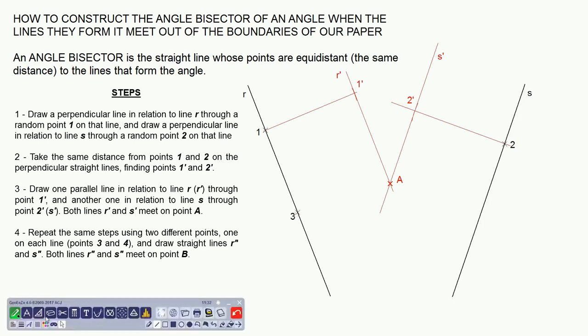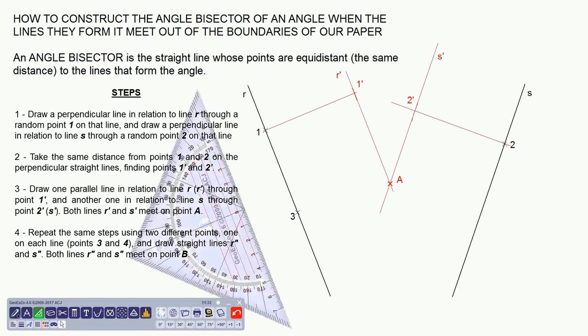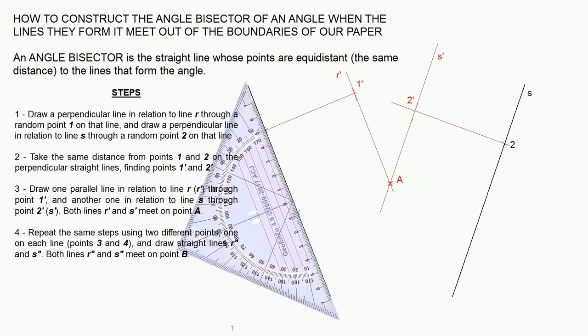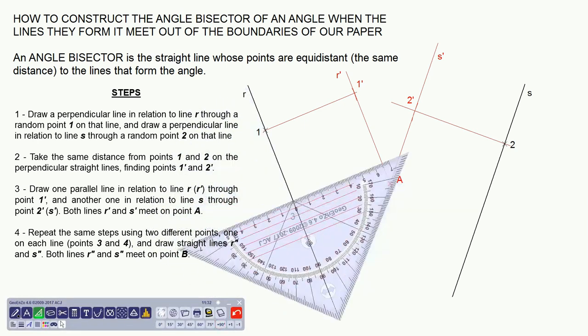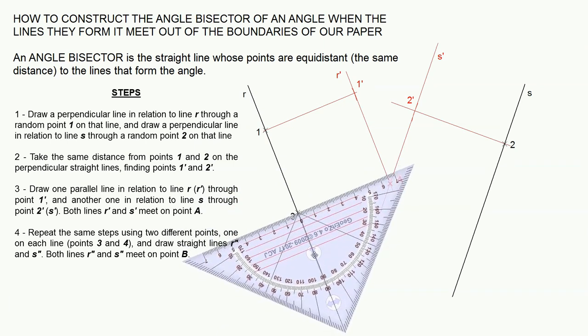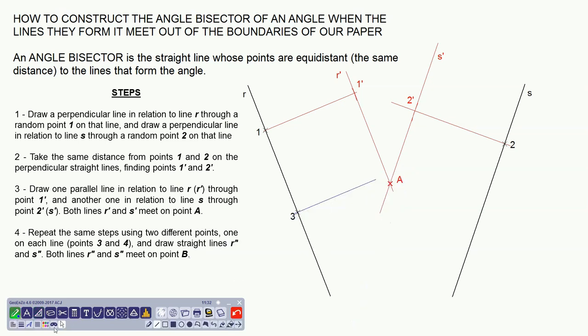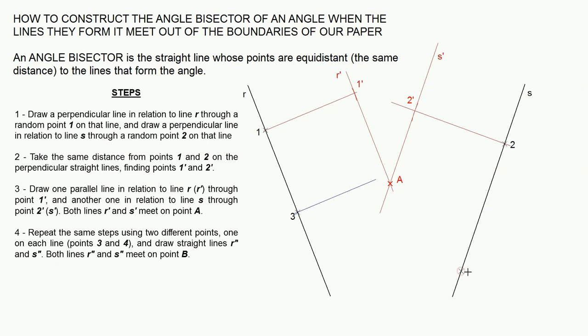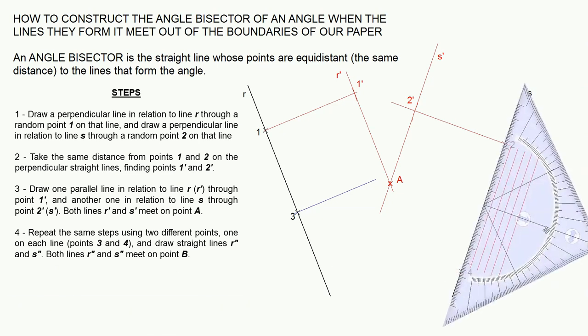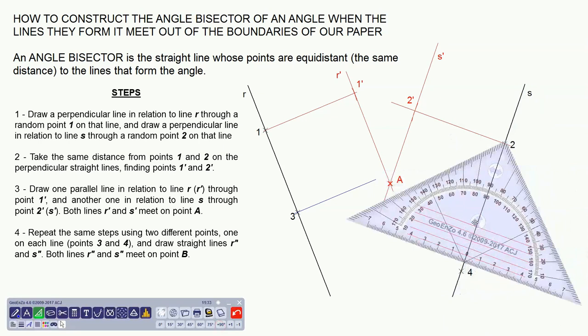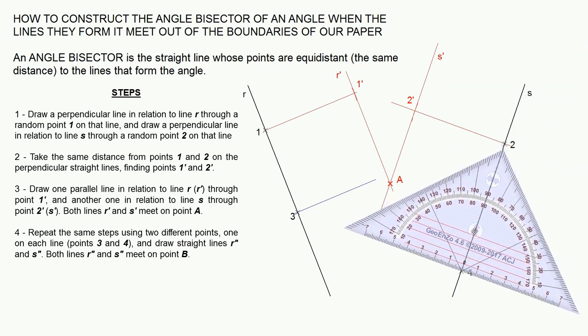For example, point 3 on line R, we will draw a perpendicular line in relation to line R that goes through point 3. This one. And now I draw another perpendicular line in relation to line S through one of its points, for example, point 4. I draw a perpendicular line in relation to line S that goes through point 4.